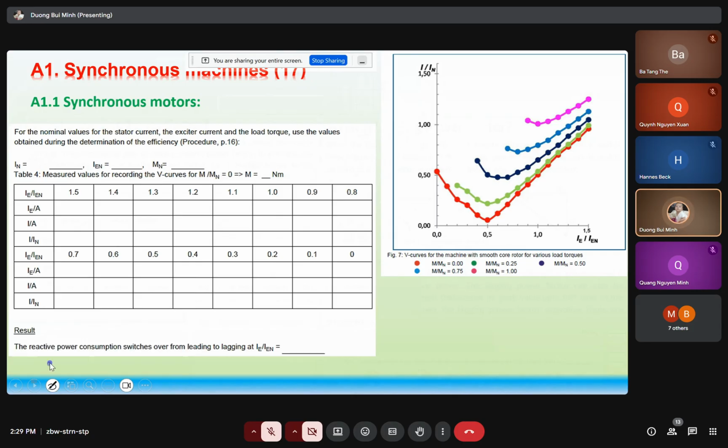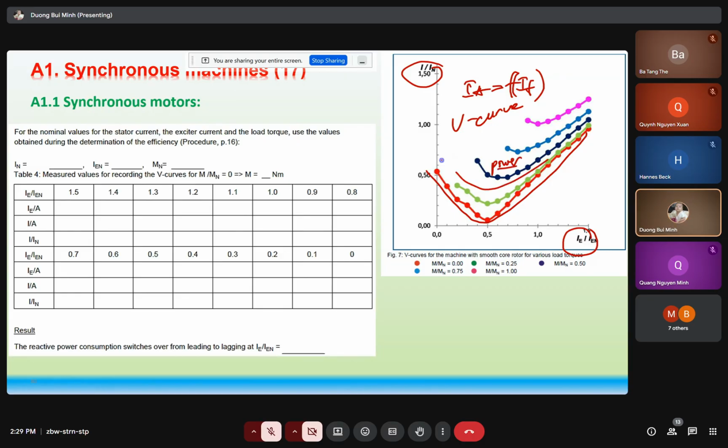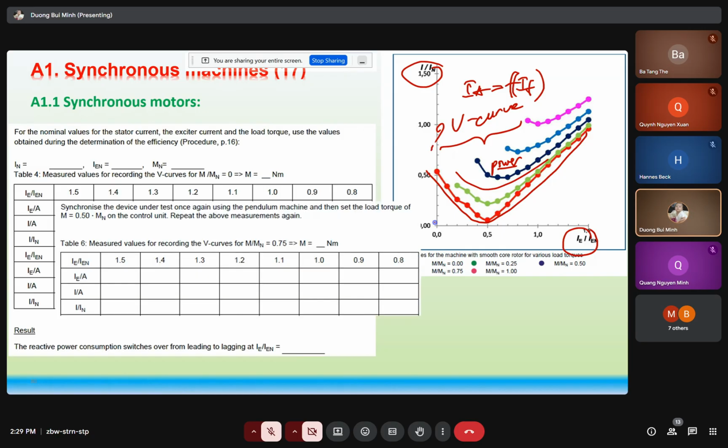For synchronous motors, we also discussed the V curve, right? This is the V curve. The V curve shows us the relationship between IA and IF, right? This is IF, this is IA, for different power. Yeah, this is the V curve. And for the final exams, sometimes in the text I will ask the students what is the meaning of the V curve.